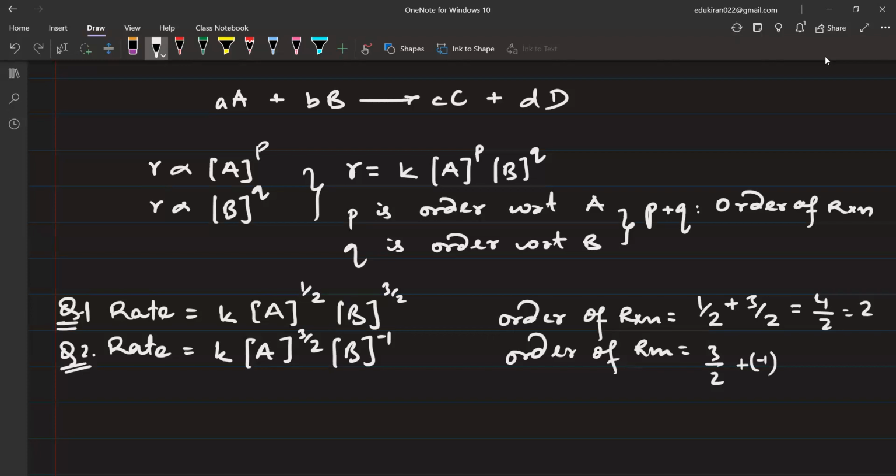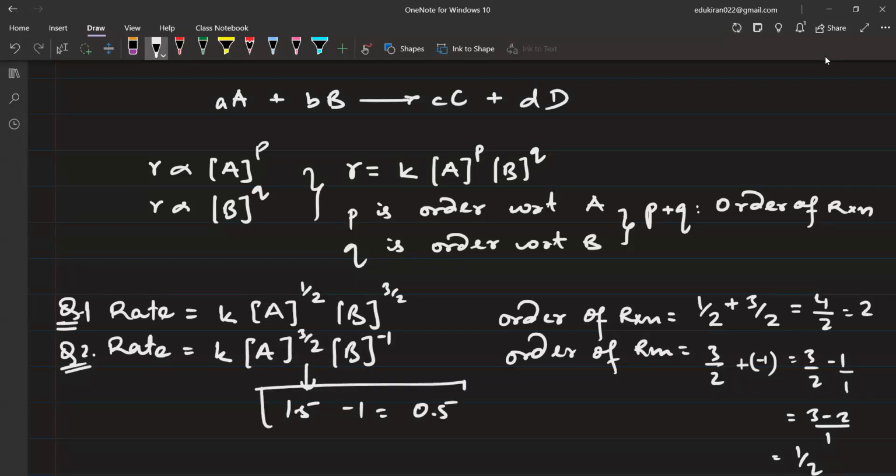Plus -1. Okay, so plus into minus will be equal to minus. So 3 by 2 -1. This will be equal to how much? So cross multiplication. Butterfly method. I hope you guys remember this at least from the smaller classes, right? So 3 1s are 3 minus 2 divided by 1. So 3 minus 2 is equal to what? Half. And understand this, 3 by 2 should come to 1.5. If you subtract 1, how much? 0.5 will remain. 3 by 2 is 1.5.